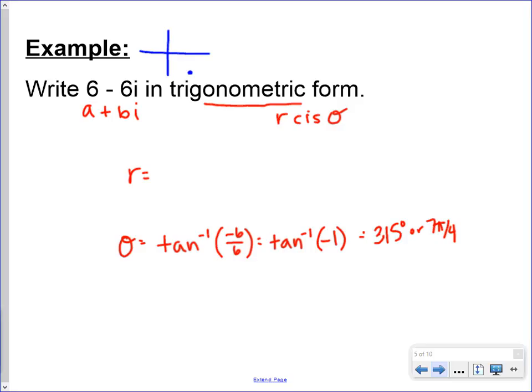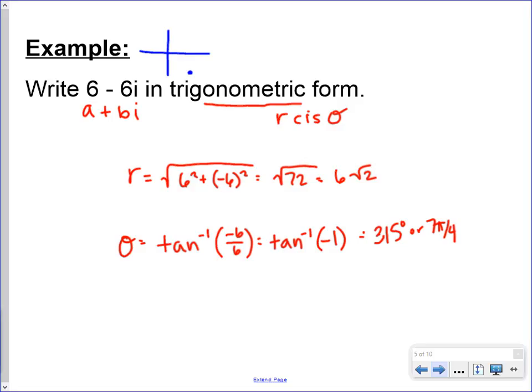Okay, so Lily said, find the angle. What else do we need? R. How do we find R? Distance. Same thing as absolute value, Mason said. Pythagorean theorem, Dylan said. Square root of a squared plus b squared. So the square root of 6 squared plus negative 6 squared. That's the square root of 72, which is 6 square root 2. You could also think about Ethan's argument from our ACT prep. That would be an isosceles right triangle, so I know the hypotenuse would be 6 square root 2.